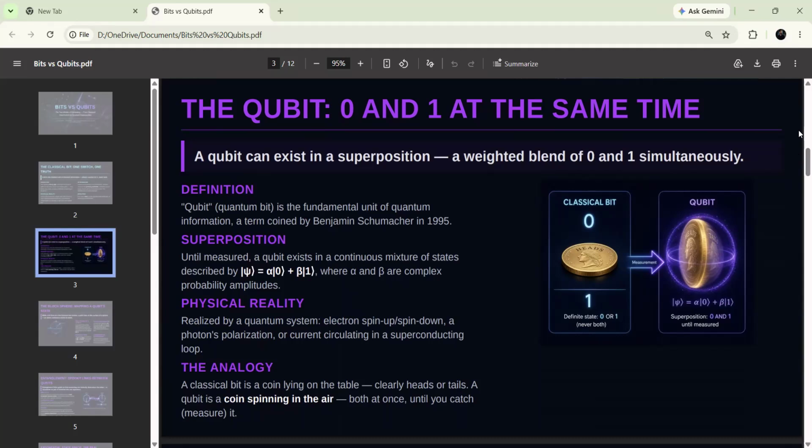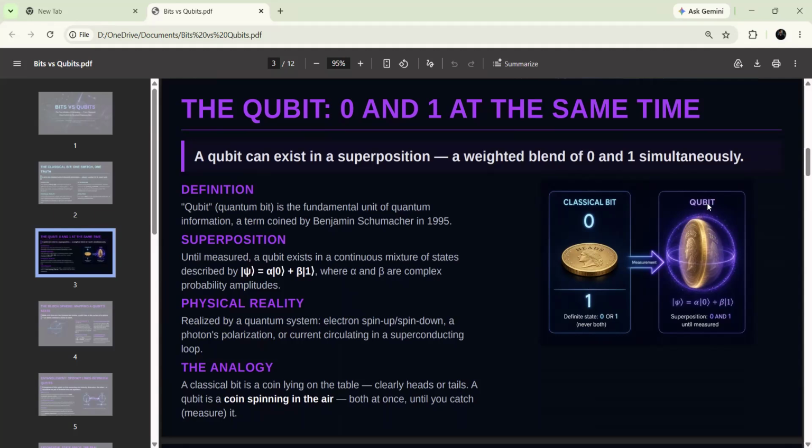And also you can see this diagram here. This is the classical bit and this is the qubit. In a classical bit, whenever you flip the coin, you are going to get either heads or tails. It means we are going to get either 0 or 1, but we are not going to get both heads and tails at the same time.